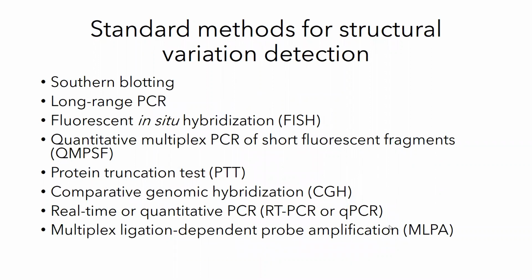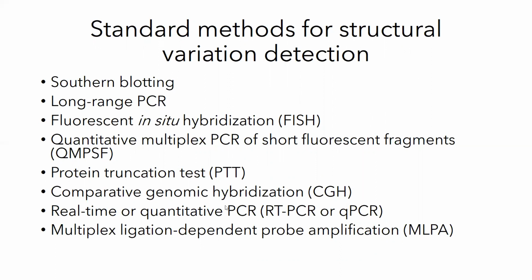Okay, so the classic methods of mutation detection, such as Sanger sequencing, are usually unable to identify large genomic rearrangements, so we use other methods that can. Sometimes they can detect single nucleotide variation as well, but we can't detect the copy number variation with Sanger sequencing.